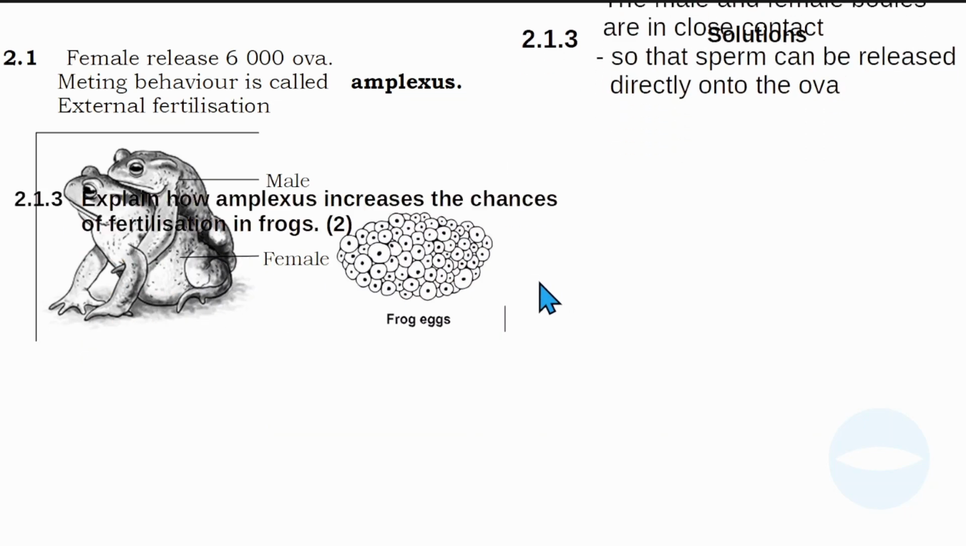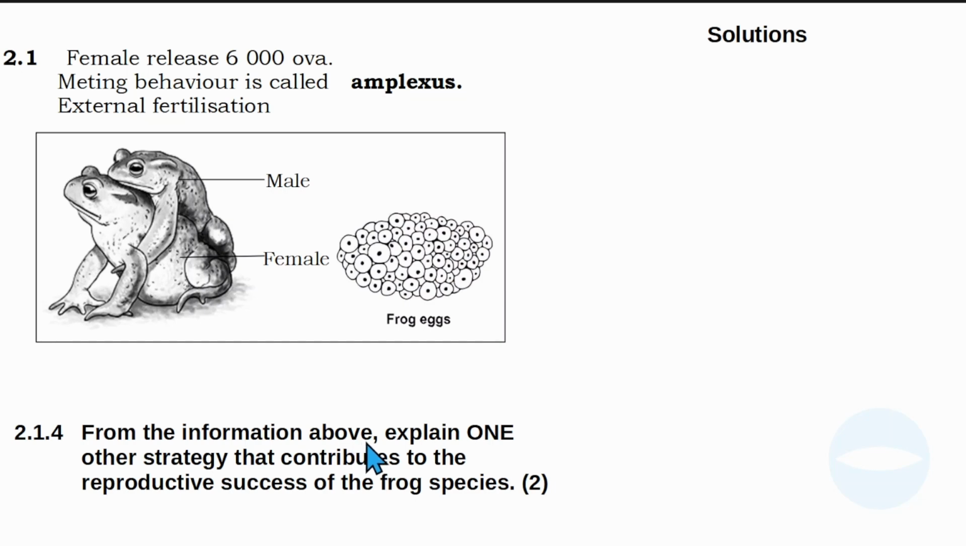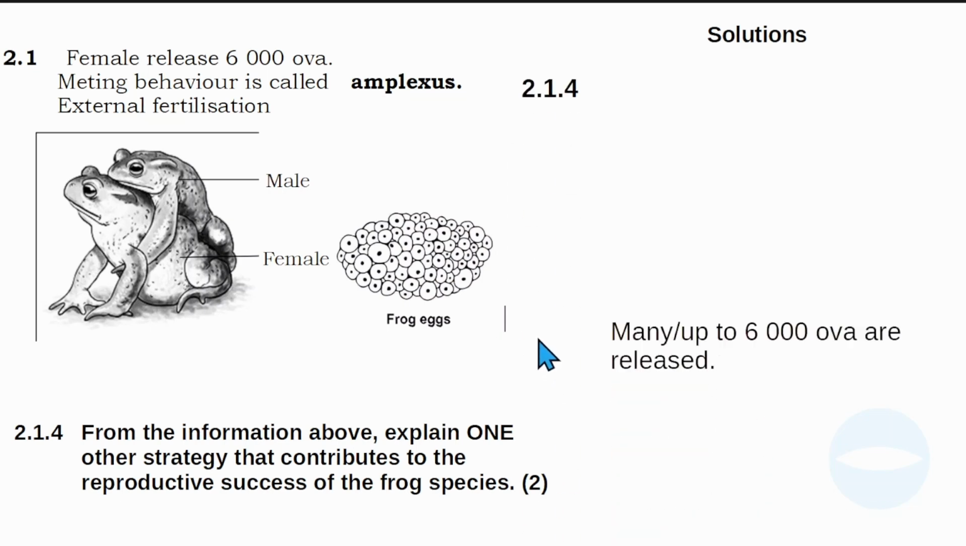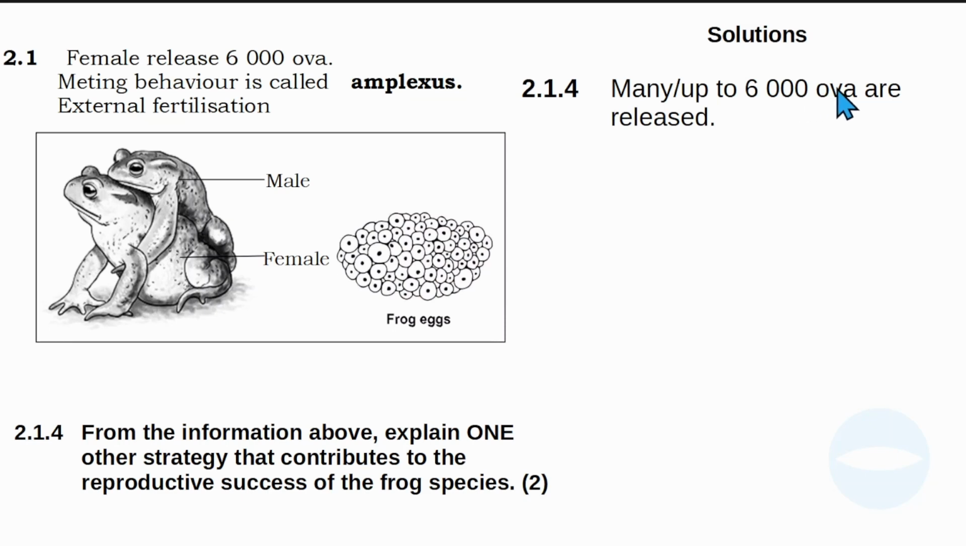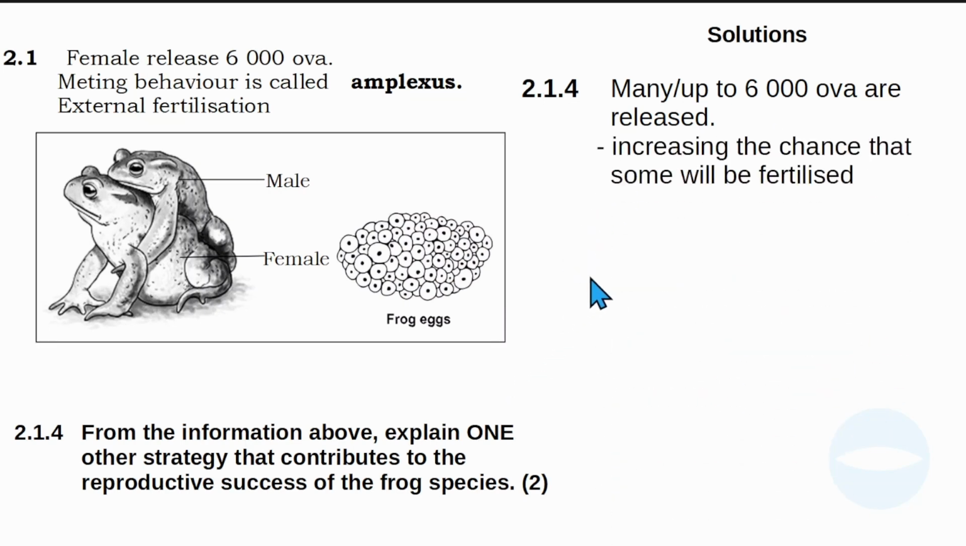And then the last question says: from the information above, explain one other strategy that contributes to the reproductive success of the frog species. So here you have to explain another strategy. For 2.1.4, you can say many, or up to 6,000, ova are released. The female releases many ova, like 6,000, so this increases the chances of being fertilized. The reason is that this increases the chances that some will be fertilized. So this is another strategy that increases reproductive success.